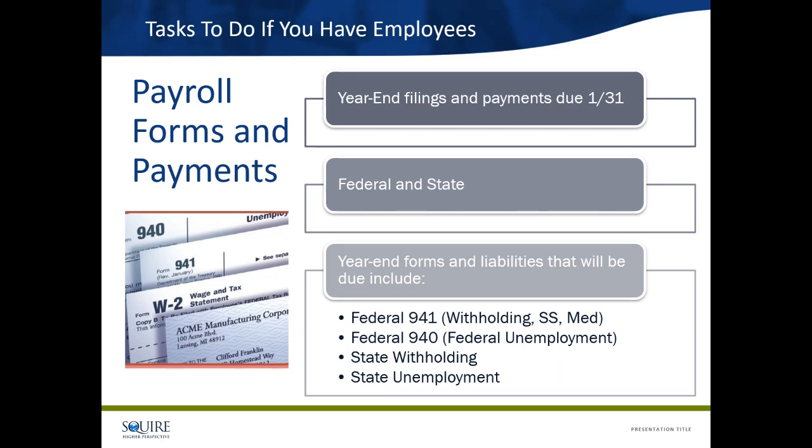So the payroll forms, if you're not the one that typically does those, just a note that those are due January 31st for federal and state, and that includes your 941 and your 940, and your state withholding and unemployment. Some states have additional taxes as well that you have to do at the end of the year when you do your payroll tax filings. So just be aware that deadline's coming up.